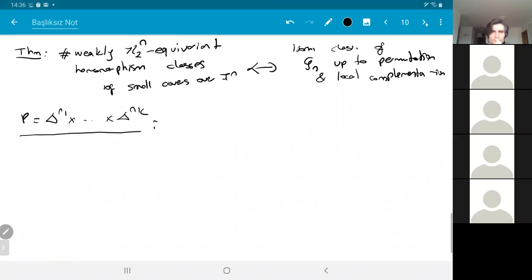If we have a product of simplices, we show, using the Choi argument, that every DJ equivalence class of small covers over a product of simplices is equivalent to some matrices which satisfy some kind of condition. Okay, let me say it. I'm not going to do it without writing.